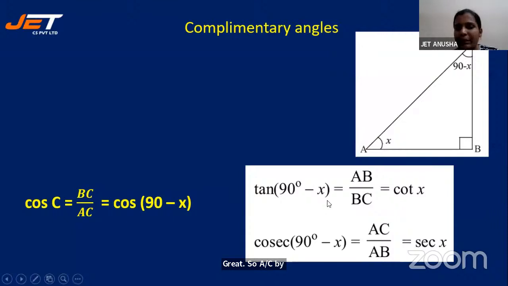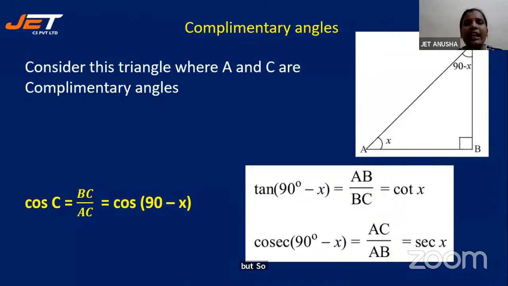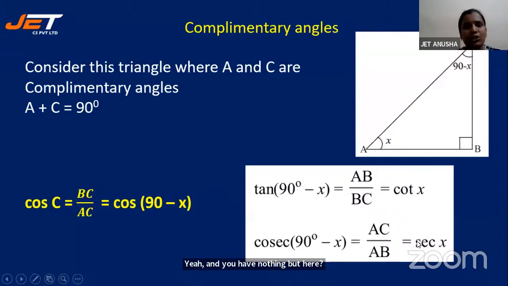So, tan of 90 minus x is nothing but cot x. Cosecant of 90 degrees minus x is also nothing but secant x. Okay. So consider this triangle where A and C are complementary angles. So A plus C is equal to what? If you add A plus C, it is x plus 90 minus x. Both x get cancelled, we are left with 90 degrees, right?